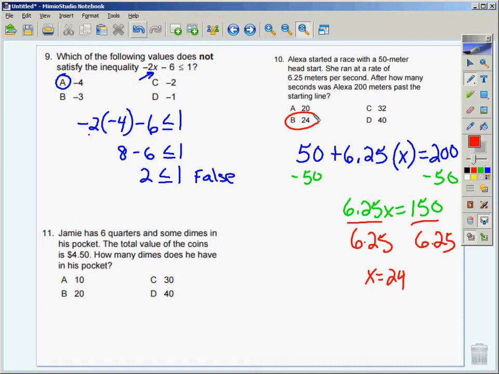On number 11, the easiest way to set these up is make sure that you're treating money as just that, money. 6 times 0.25 plus x times 0.10 is equal to 4.50.